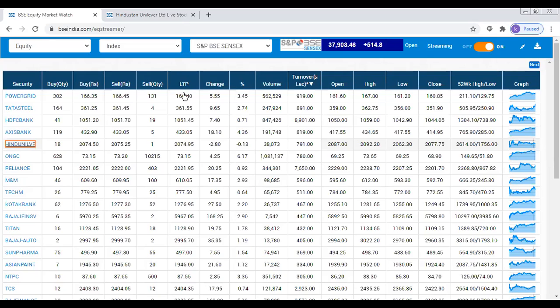LTP stands for last traded price. That means now it is 12:20 on my watch. So what was the price that was traded at 12:19?